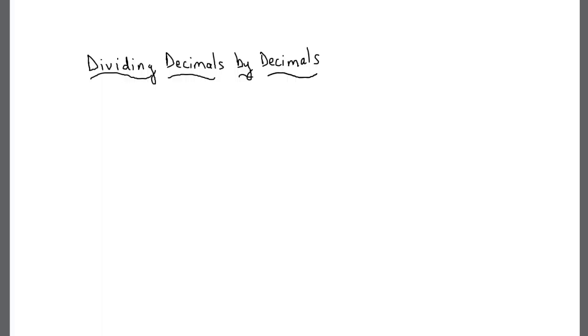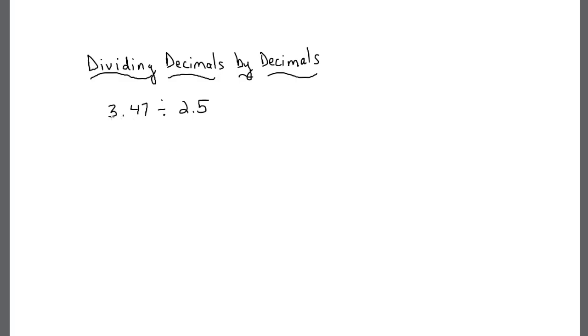Today we are going to talk about dividing decimals by decimals. So let's start with a problem here. Let's say we want to do 3 and 47 hundredths divided by 2 and a half. All right, the first thing we have to do is set this up.